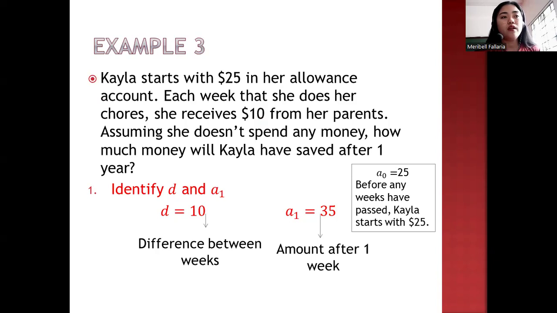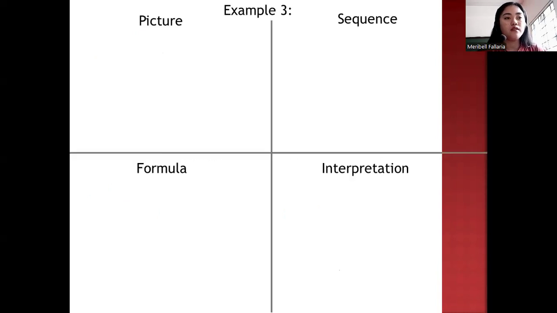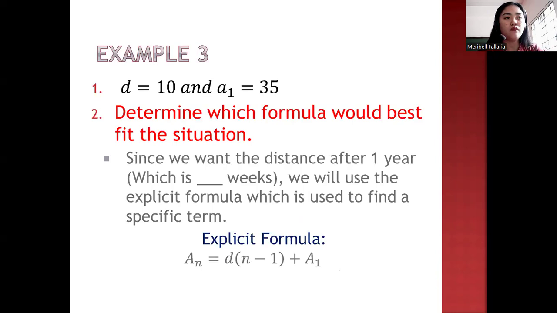And then the list of 1 is 35. Why did it become 35? So 25 is part of Kayla's allowance, but there is an additional 10. So 25 plus 10 will be equal to 35 after 1 week. Okay? Next, step 2. Determine which formula would best fit the situation.